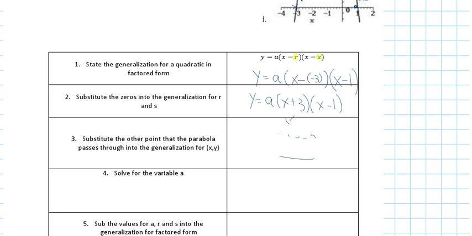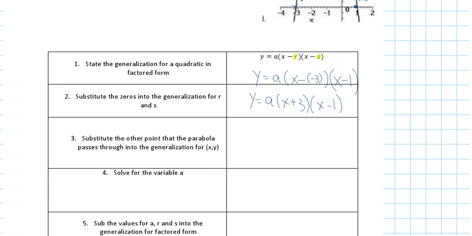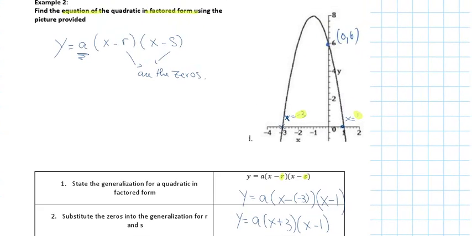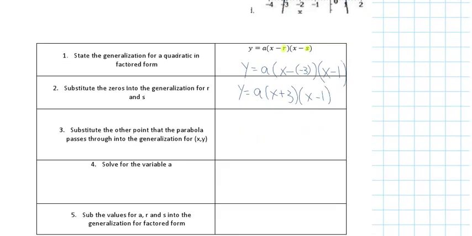Now, what else am I looking for? Is this my final equation, or am I looking for something else? I have to find the a value, right? In order to find the a value, I need to find another point on the graph, plug it in for x and y. So another point on the graph could be any point other than your zeros. Pick a clear point. So if you look here, I have a clear point which is (0, 6). So I can put this in for x and y to solve for a. So y is 6, x is 0.